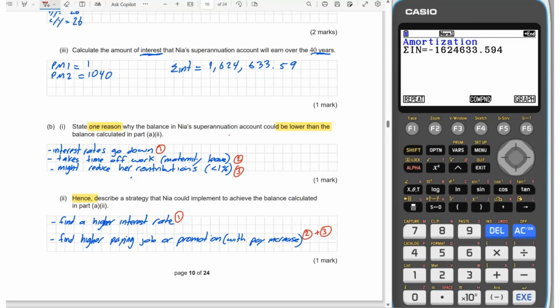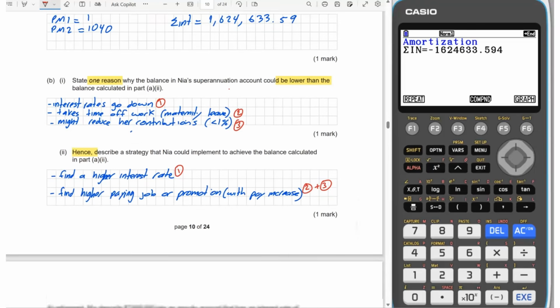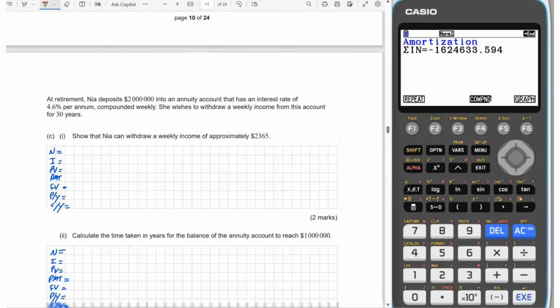So she could just find a higher paying job or a promotion, either after her maternity leave, or if she's decided to reduce those contributions. This solution could keep that balance the same. So hence there is the important word when you're thinking about part 2.